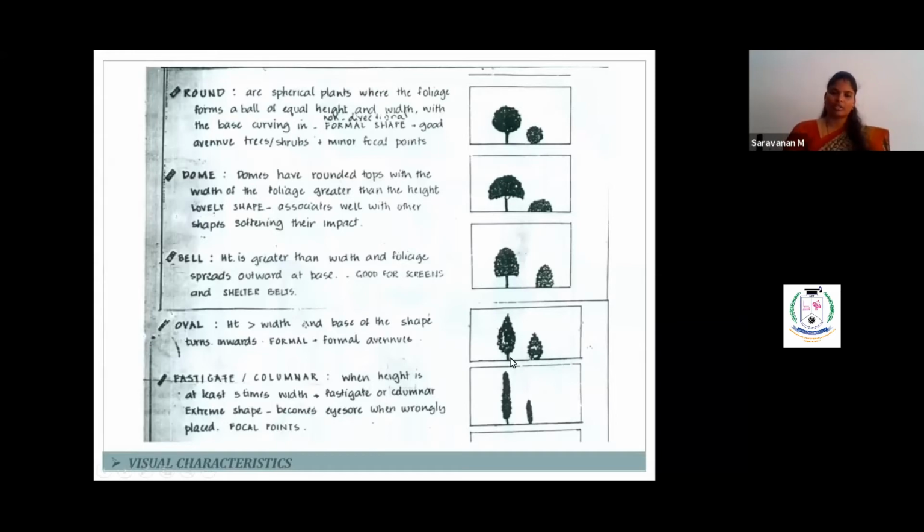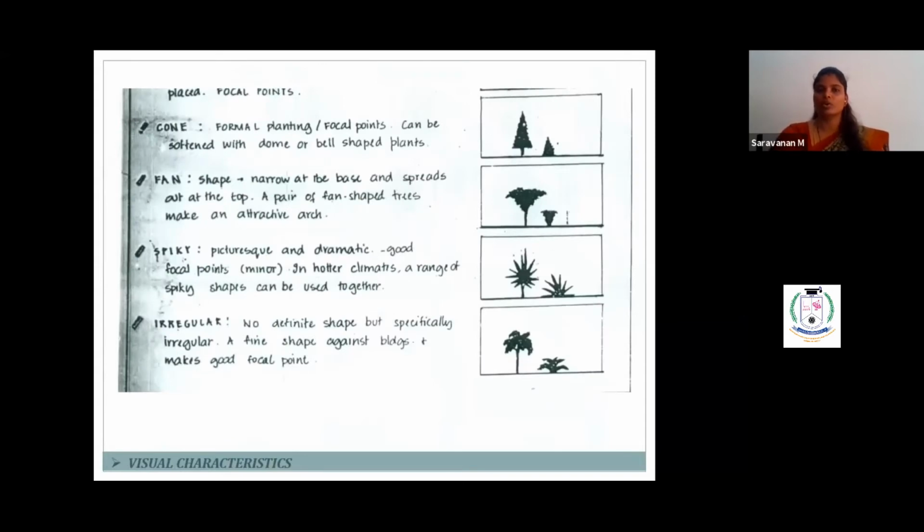Next is columnar. When the height is at least 5 times the width, that is what we call columnar trees. So each tree has its own kind of specification according to its height, width, and foliage cover, which differs from each shape or form. Next comes the cone, which is a kind of dome or bell-shaped plant. And fan, where the shape is narrow at the base and spreads at the top. A pair of fan-shaped trees can be attractive.